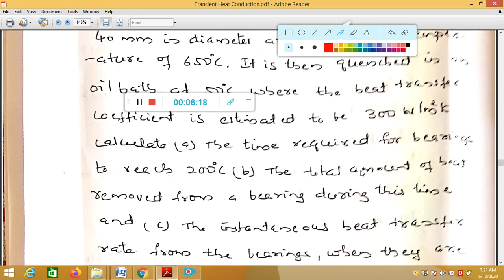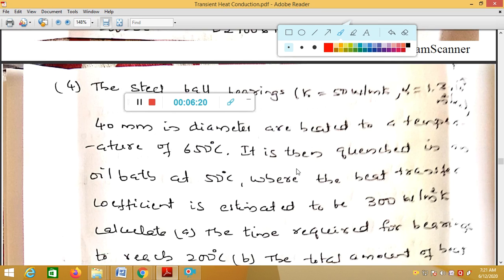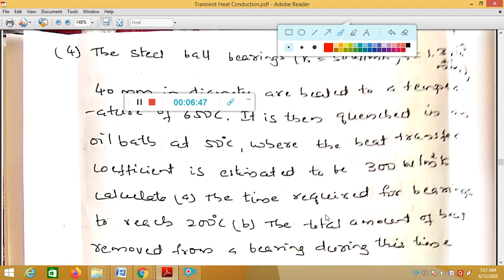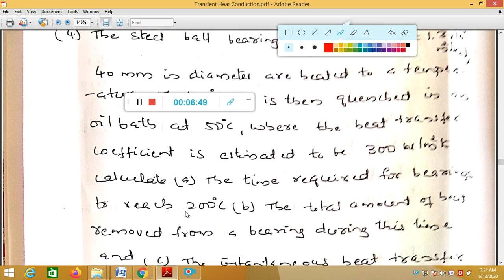Now this is the fourth problem. Steel ball bearings, k equal to 50 watt per meter Kelvin, alpha equal to 1.3 into 10 raised to minus 5 meter square per second, 40 mm diameter, is heated to a temperature of 650 degree centigrade. It is then quenched in an oil bath at 50 degree centigrade. That means Ti equal to 650 degree centigrade and T infinity equal to 50 degree centigrade, where the heat transfer coefficient is estimated to be 300 watt per meter square Kelvin. Calculate the time required for the bearings to reach a temperature of 200 degree centigrade.